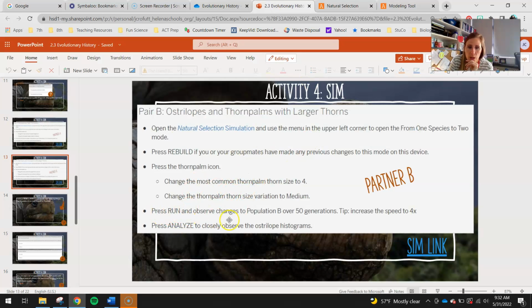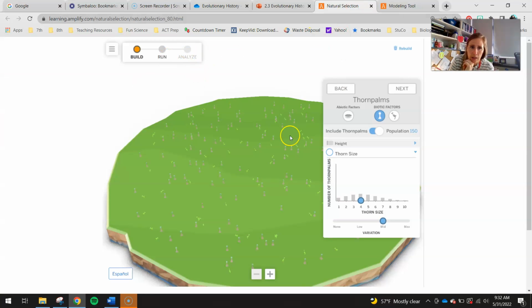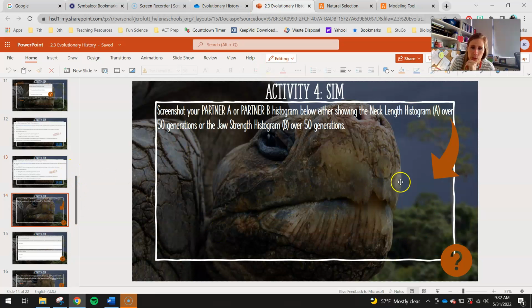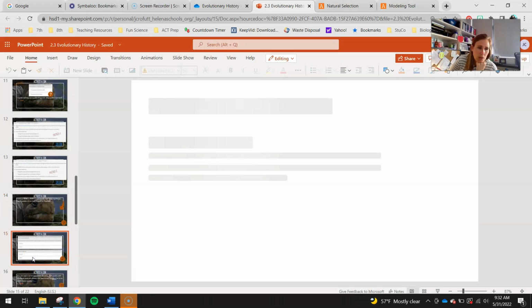And then again, press run, speed it up, watch for 50 generations, pause it, and then you will screenshot your analyze histogram. Okay, and then you will put that also on slide 14. So you will have 2 histograms at home so you can compare. Once you have both your histograms to compare, you will answer these questions.